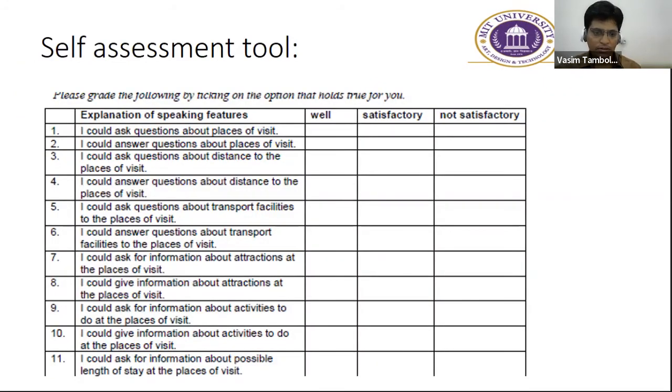And after this discussion, we're thinking of having an assessment that can help us with assessment for and as learning.